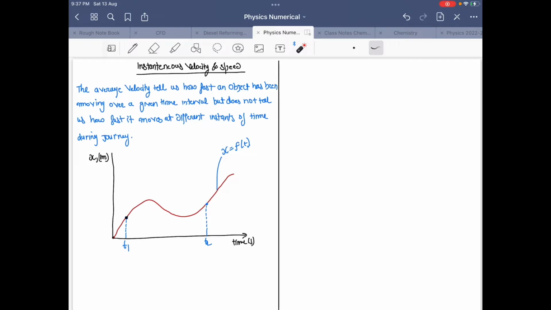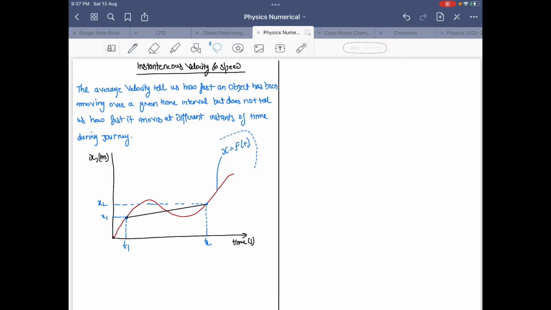But in the case of average velocity, we calculate how much distance, this distance, suppose this is x2 and this is x1. So we find the net displacement between these two points, that is x2 minus x1, divided by the time interval, that is t2 minus t1, and we say that is our average velocity. So these two concepts of average speed and average velocity we have already covered in our last videos.